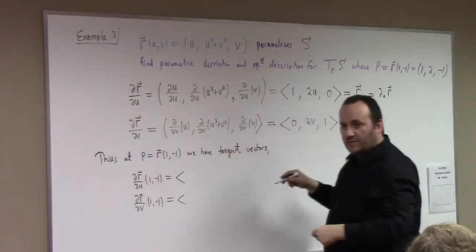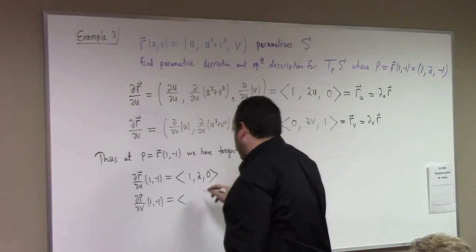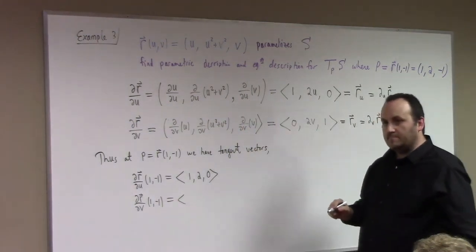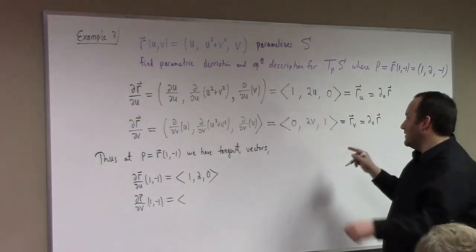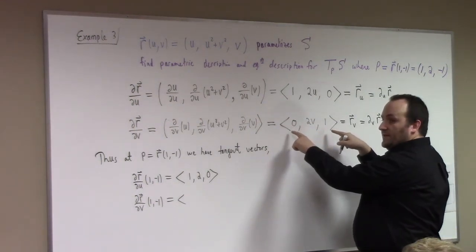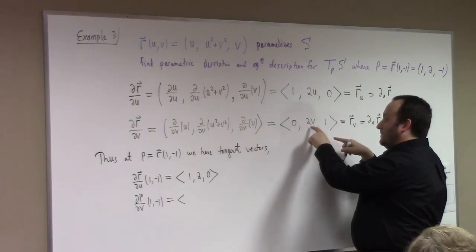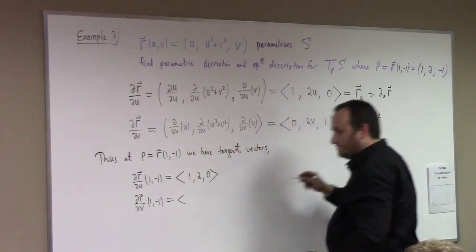1, 2, 0, right? So 1, 2, 0, that is tangent to the tangent plane. And then for this guy, when I plug in 1 for u and minus 1 for v, I get 0, minus 2, 1.